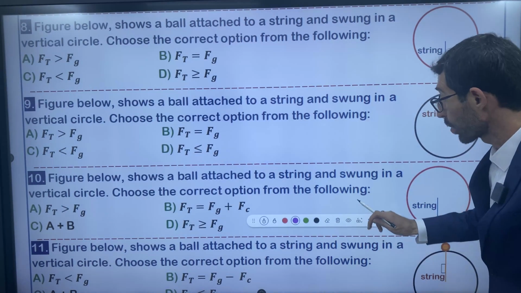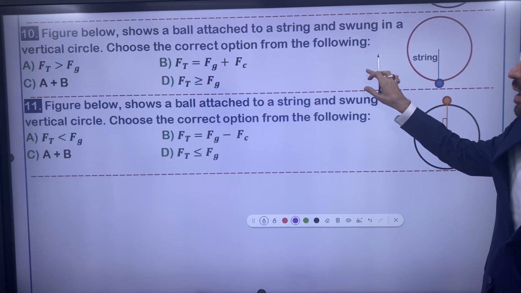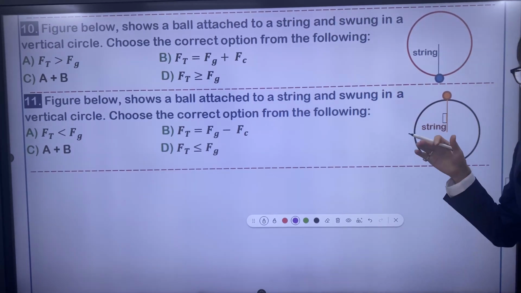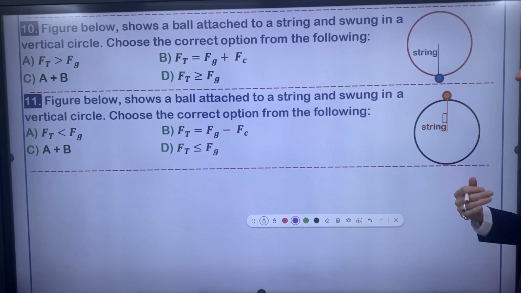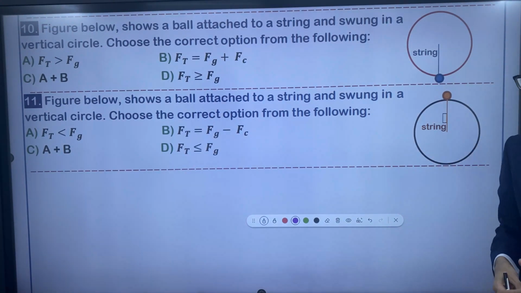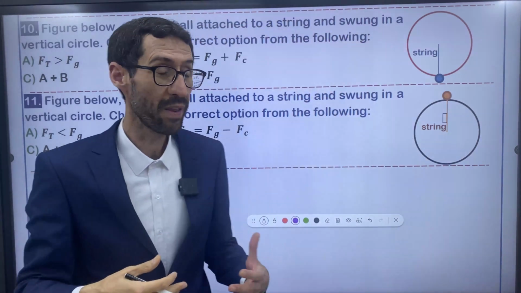Let me read one more question. Question number 10. We are about to finish the lecture, finish the lesson. Only these two questions remain for finishing this lesson. And I'm going to appreciate you for being with us.